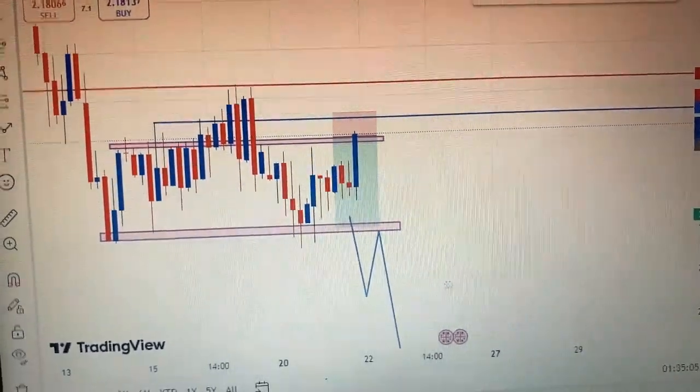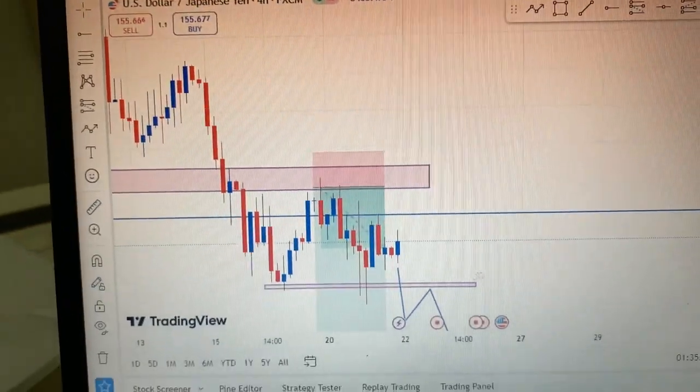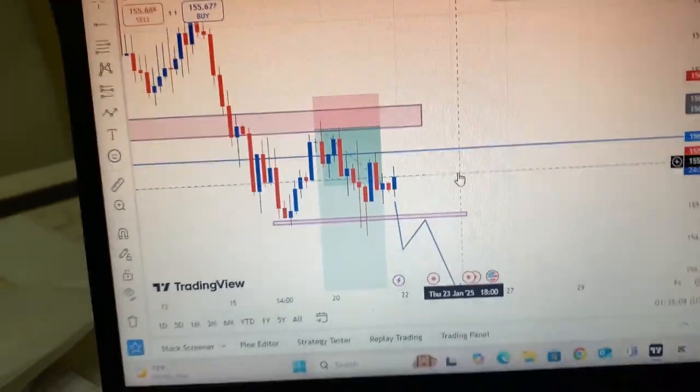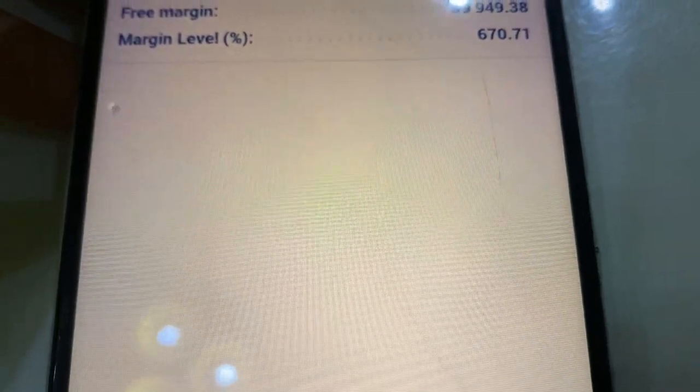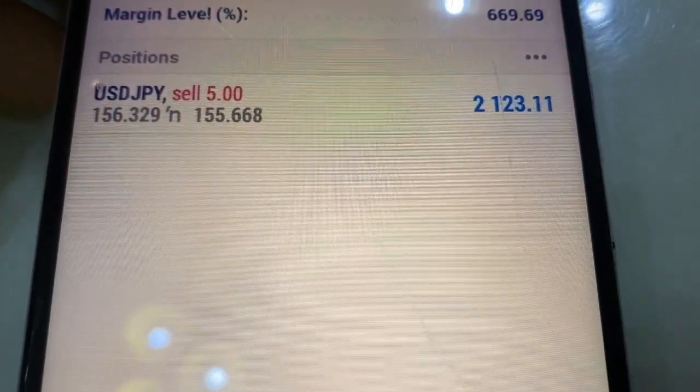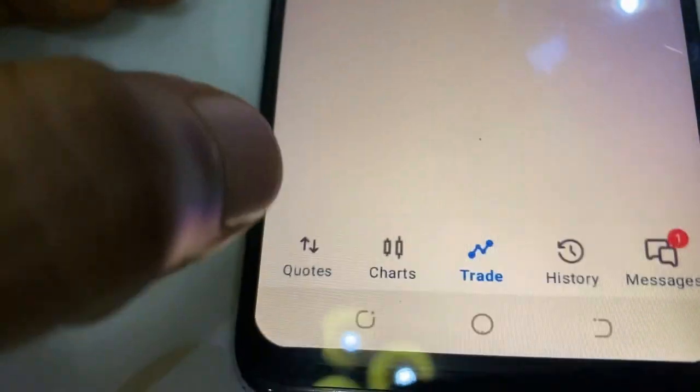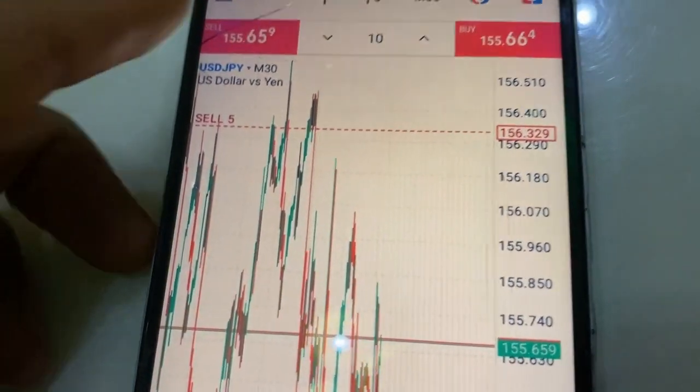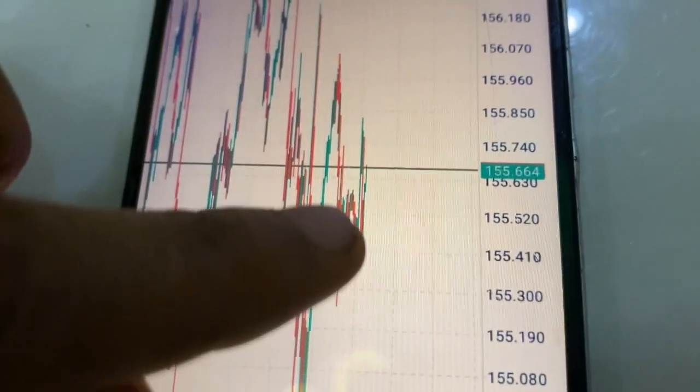But the trade I'm still on is USDJPY. So I'm still on USDJPY, and if we check our profits from our phone right here, this is how the trade is moving for USDJPY. Yep. I mean, it's not that much. It's just how the trade has been going. So this was where we took the sell, and this is where the price is right now.